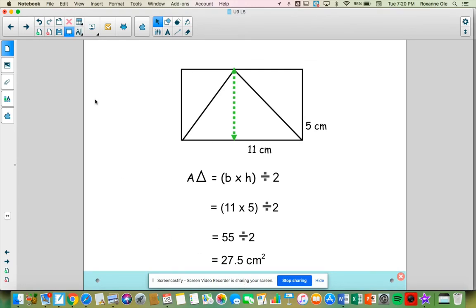So this is how you will work through your triangle questions. You will put the formula down, base times the height, and then you'll divide it by 2.